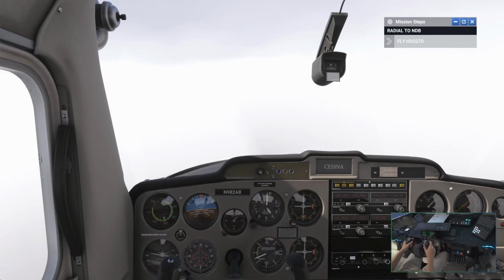These are the basics of navigating with NDBs. We see how the ADF needle simply points towards the NDB, making navigation to a station straightforward. However, there are some important limitations to be aware of. Firstly, NDBs typically have short ranges of 20 nautical miles or so. Long-range stations do exist, but are rare.